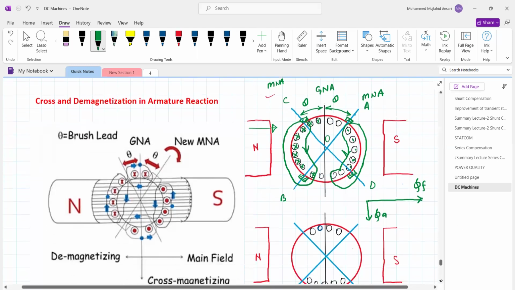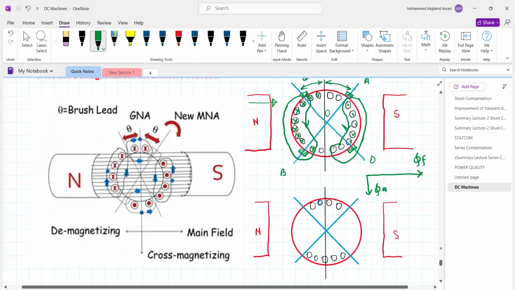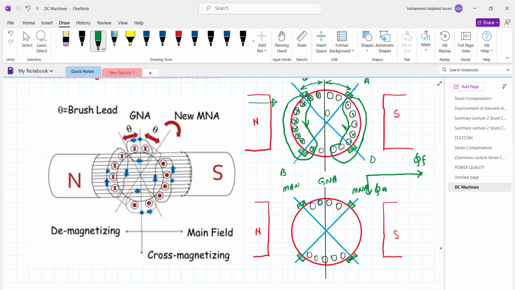Now again, this is your geometrical neutral axis, this is your MNA. Because of the armature reaction, your MNA is going to shift. Therefore, we place the brushes along the magnetic neutral axis, because at this magnetic neutral axis, the EMF induced in the conductor is 0, and it does not produce sparking over the brushes. So the EMF induced at this point is 0. The reversal of current also takes place at this point.